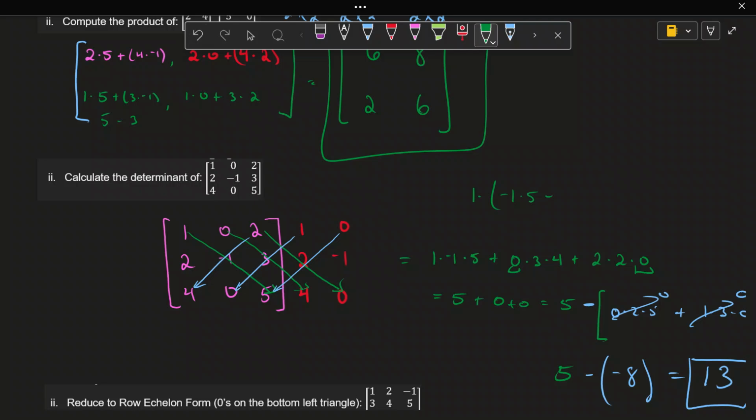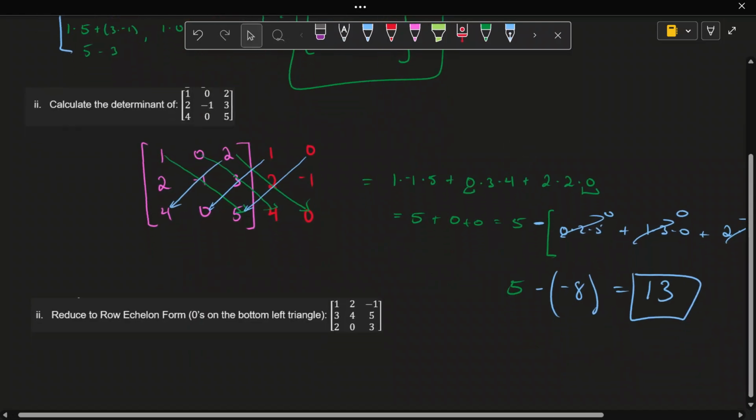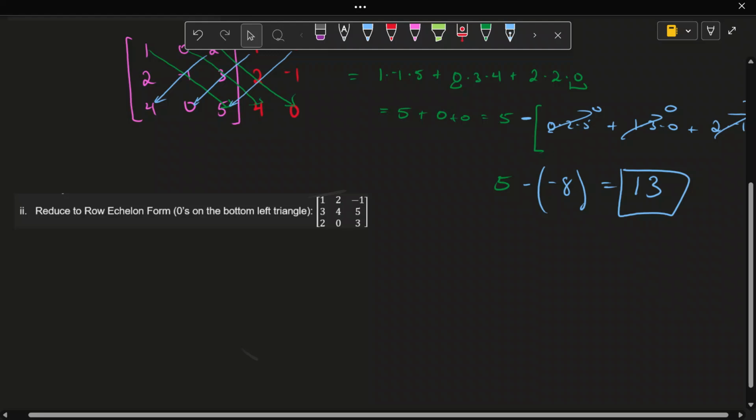I believe it's minus. I haven't done this method in a while, so I won't say what this is because I'm not entirely sure. It's been a little bit, but this is how you would do the second one.